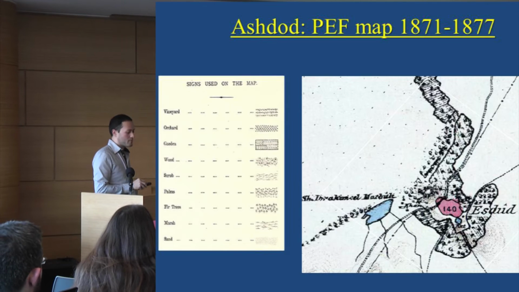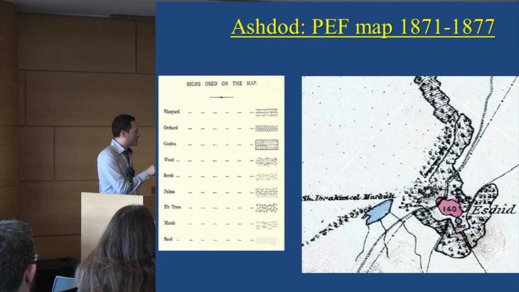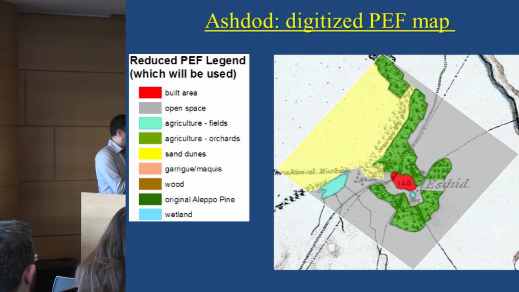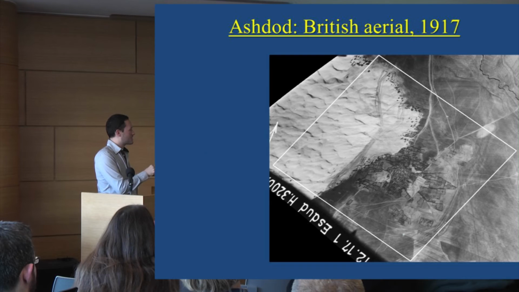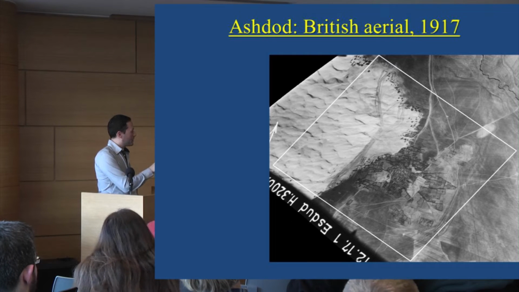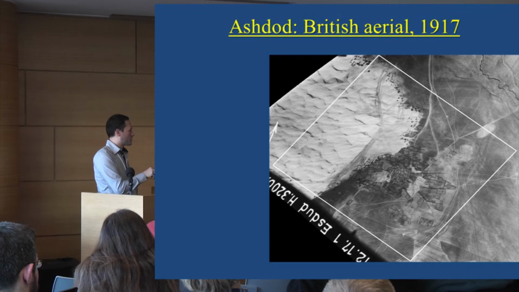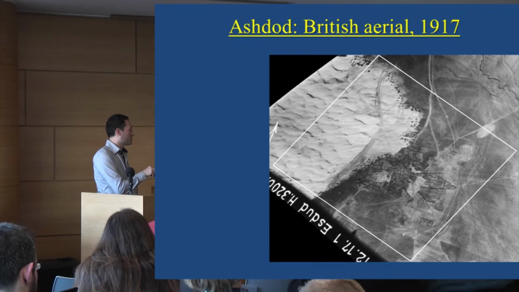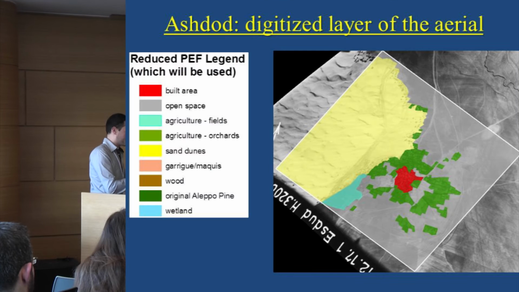Here is another example, of Ashdod. This is the PF map. You can see built area, orchards. The white with black dots are sand dunes, and there are winter ponds here and here. Then we digitized the same map. We took the same square. This is the same square of the PF map. And we took an aerial photo, the British one, from December 1917, and we digitized it.